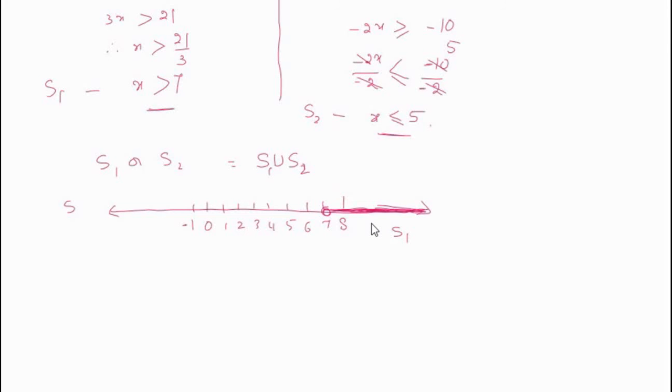Now on this itself, let us draw S2 too. So what does it say? x is less than or equal to 5. So x is equal to 5 also. So let us make this a thick circle. So 5 is included as part of the solution. And everything to the left of this is the solution. So make this entire thing a thick line.